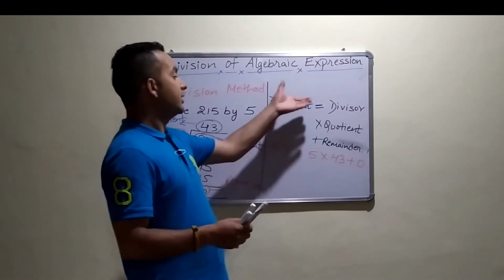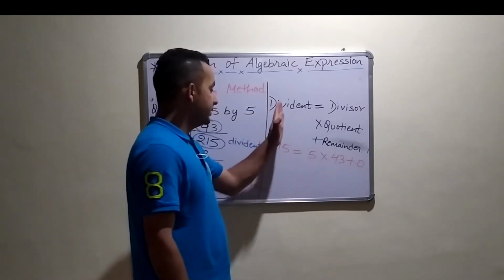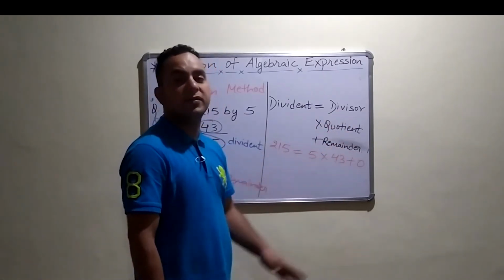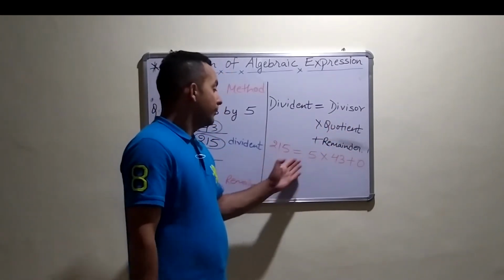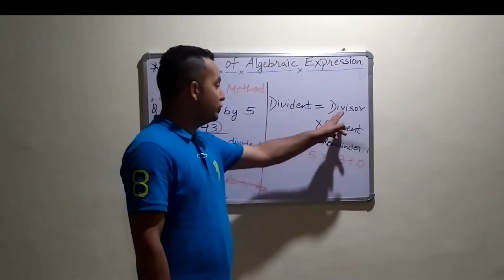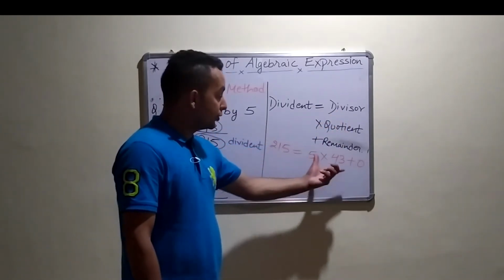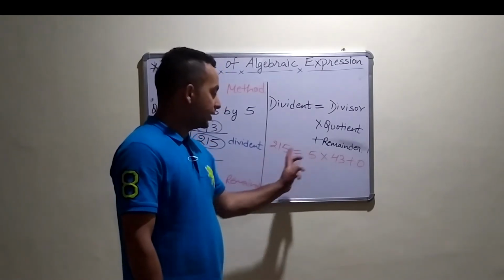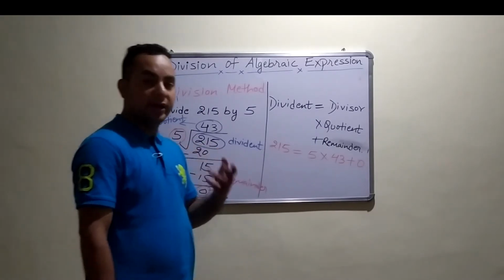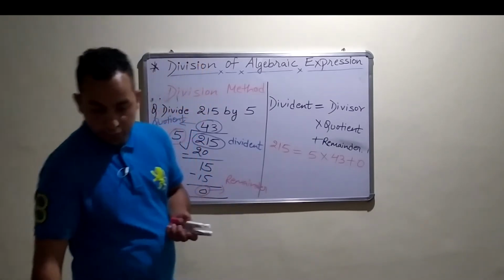Now we are going to verify whether the dividend is equal to the divisor into quotient plus remainder. We are going to check whether both the numbers are the same or not. Here the dividend is 215, and when you multiply the divisor and quotient and add the remainder, your product is 215. So this is your division method, which is very important for your class 9.